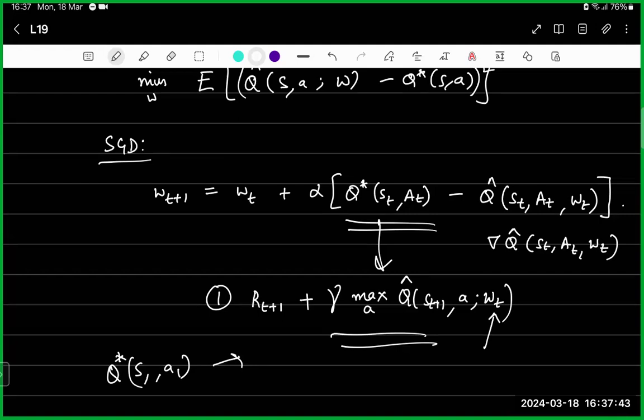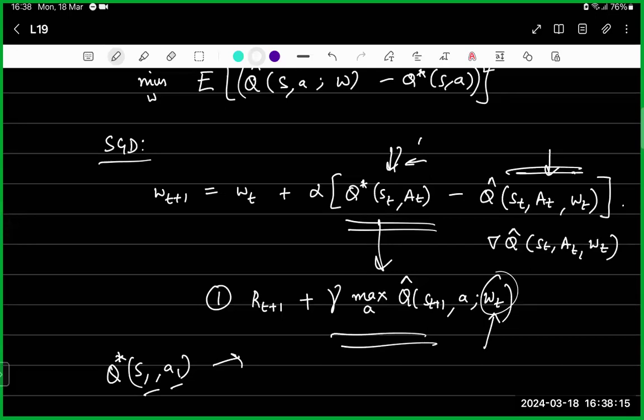If it was supervised learning, this value will not change, right? It will just depend on S comma A. Whenever you give S1 comma A1, you'll have the same target. If I call this the target which you are trying to fit to, this is the function which you are trying to fit to this target. Now, what is happening is, as you are learning your W's, your target keeps changing, because your target itself is now a function of W because of this approximation.